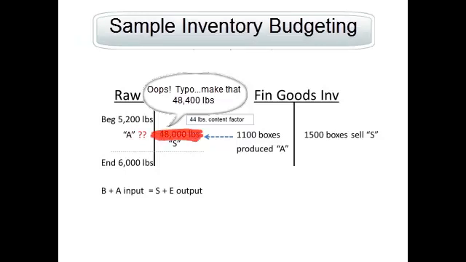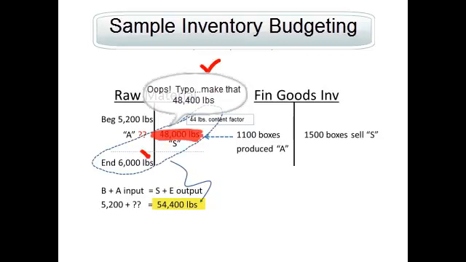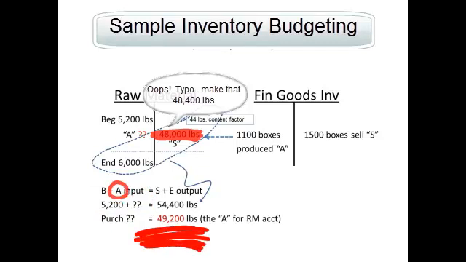Secondly, now that we have our S and our E in the raw materials inventory, we can combine that to produce the total output of that account. Total output is that which is used and that which is left behind. So 54,400 pounds is a combination of what's used in that month and what's left behind in ending inventory. That output has to be sourced by the input, B plus A, beginning inventory plus our additions, or our purchases. So we simply quickly solve for our purchases, our A, 49,200 pounds, the A in the raw material account.